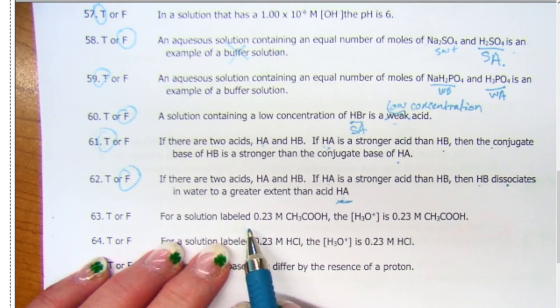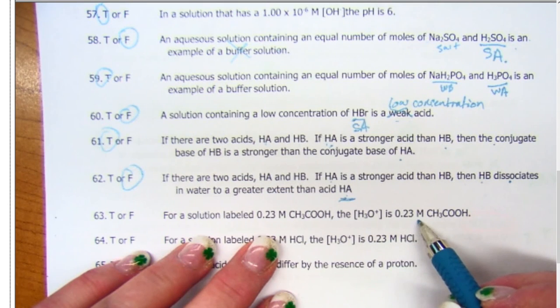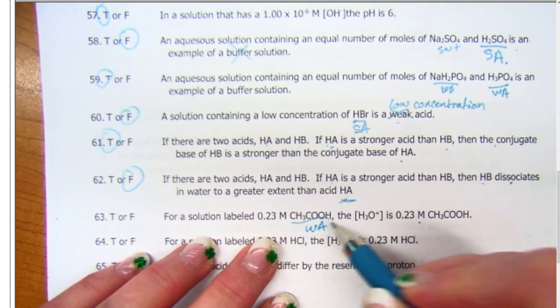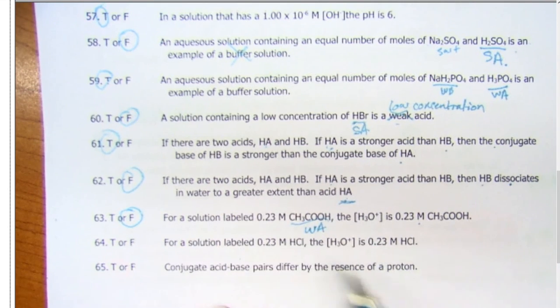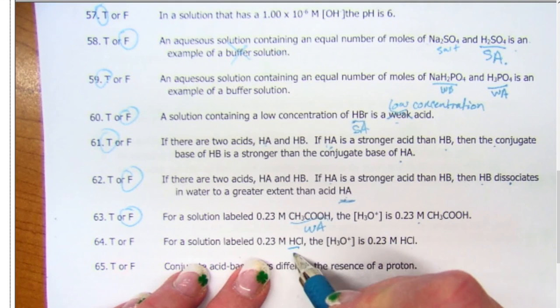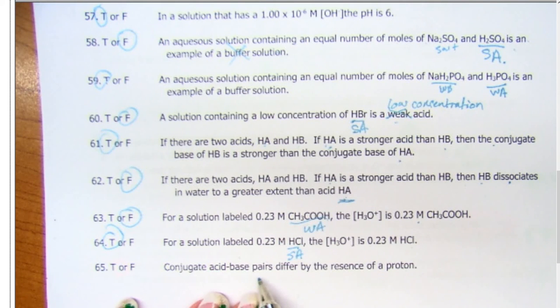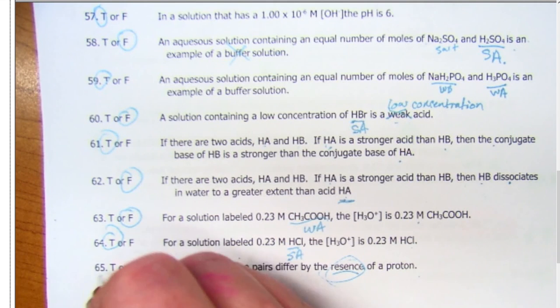For a solution labeled this, the hydrogen concentration is this. No, because this is a weak acid, so it doesn't dissociate the whole way, so that's false. A solution labeled this, then the hydronium concentration is this. That is true because this is a strong acid, so it totally dissociates. And the last question, conjugate acid-base pairs differ by the transfer of a proton. Yes, basically that means by a proton, so true.